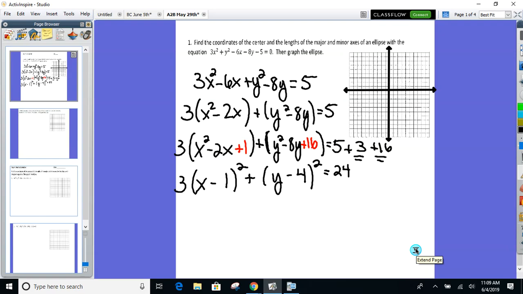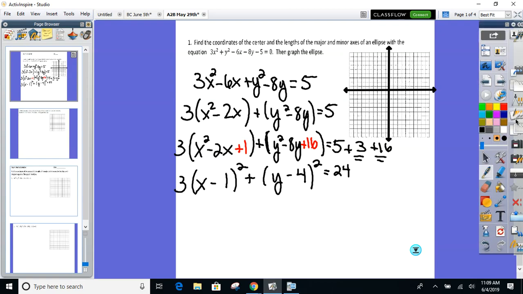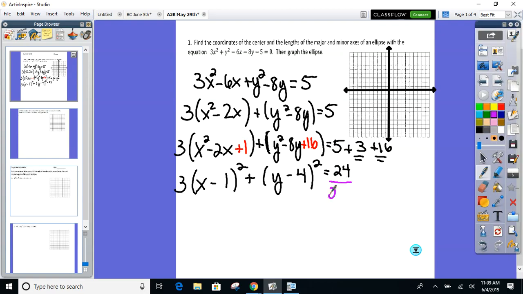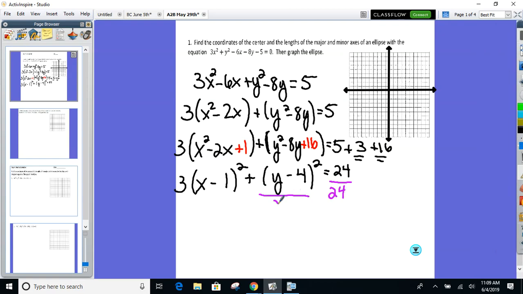But what's your ellipse equation always equal to? Always equal to what? 1. What do I need to divide 24 by to get 1? Okay, everyone ready? So you're going to divide everything, take a look, everything by 24.